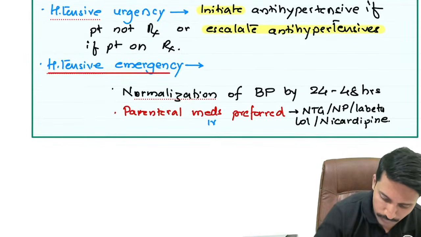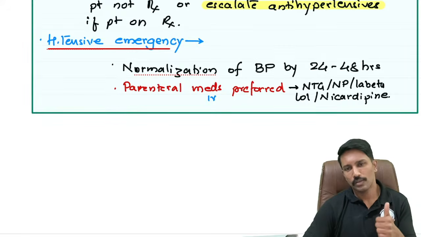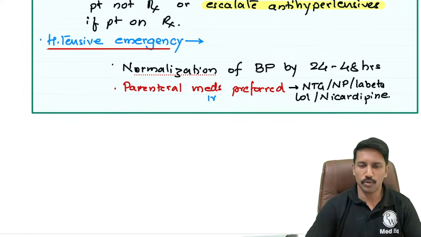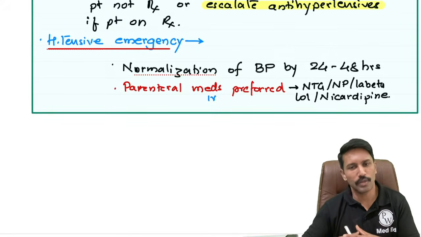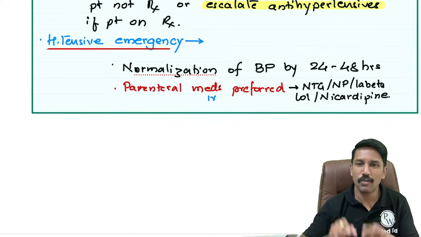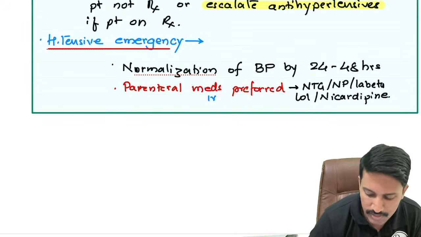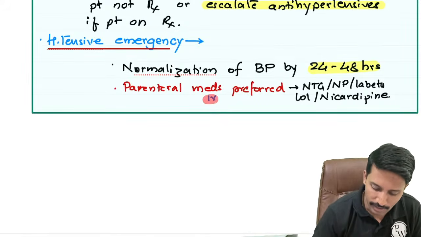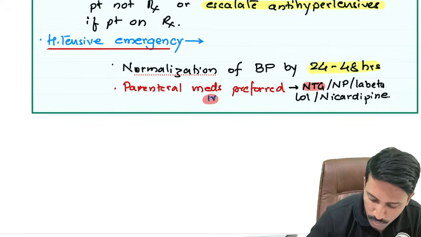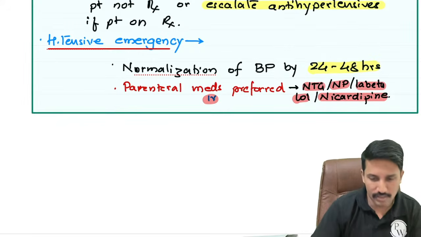But in case of emergency, where you have stroke, or acute retinopathy, or you have acute kidney injury, or you have, let us say, development of MI or heart failure, in those cases, we have to lower the BP quickly. So normalization of BP is recommended in hypertensive emergency within 24 to 48 hours. And to achieve such quick lowering of the BP, we will definitely require IV, parenteral antihypertensives. It could be nitroglycerin, nitroprusside, or IV labetalol or nicardipine. These are available in IV form.